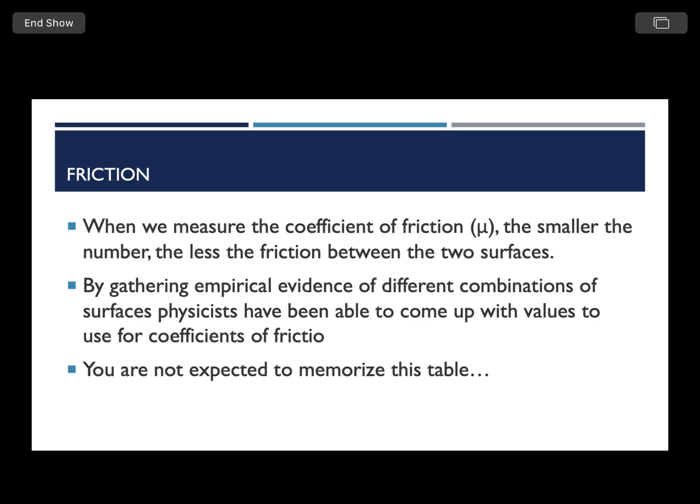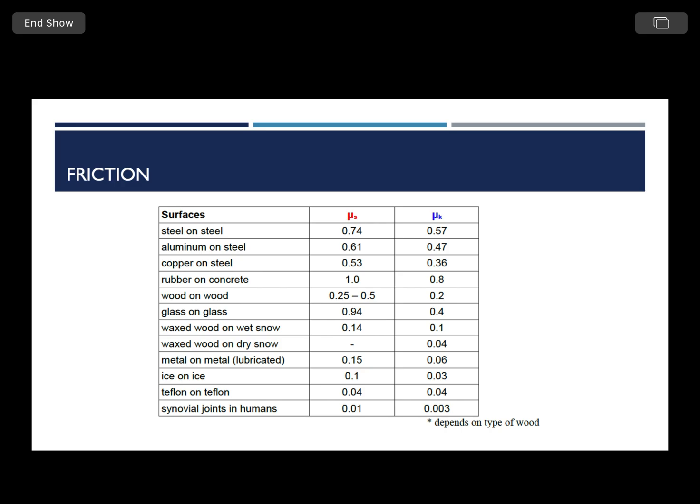And so what we've done is that the physicists have actually come up with a table of different coefficients of friction. Now, this is the table. You are not expected to memorize this. But for example, if you had steel rubbing on steel, here is your kinetic friction, and this one here is your static friction. So don't get them mixed up. Sometimes it is a little tough. Okay, so it actually tells you steel on steel, glass on glass, rubber on concrete, Teflon on Teflon, synovial joints in humans.